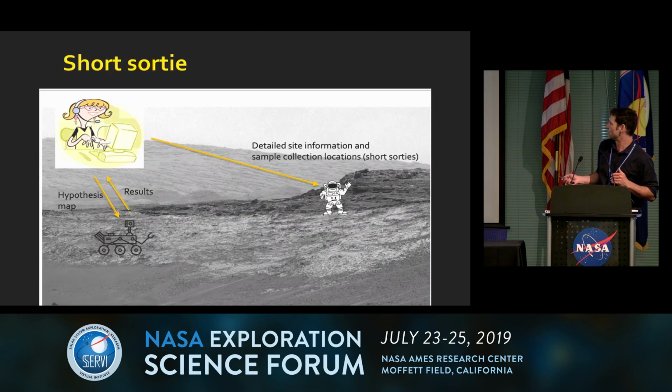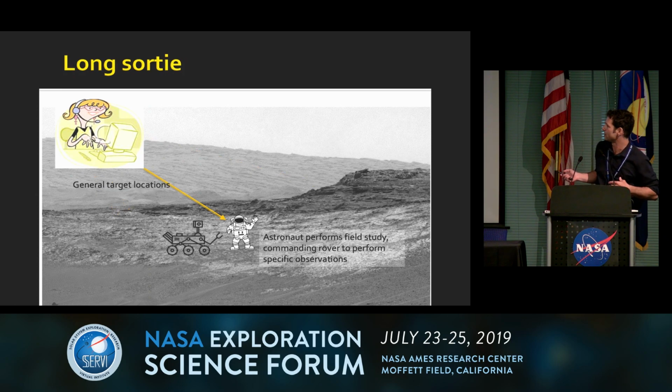In the astronaut rover scenario, we can have two types of scenarios. One of them is a short sortie, where the rover does the same thing I just described: it interacts with the scientists to respond to the hypothesis map, and then the scientists contact the astronauts and tell them where to go, so the astronaut doesn't have to spend too much time out of base. Or the long sortie, where the astronaut actually behaves like a geologist and the rover walks around like an instrument caddy.